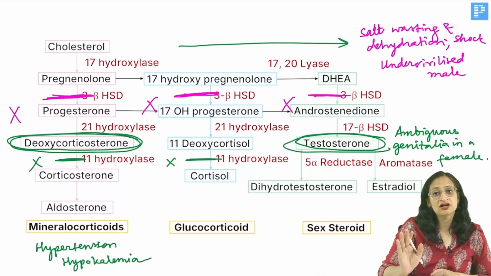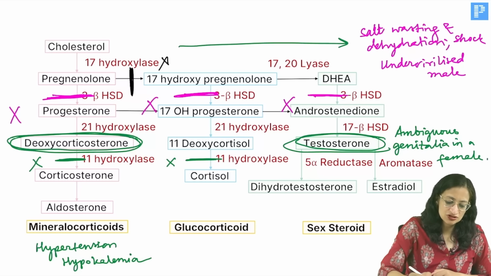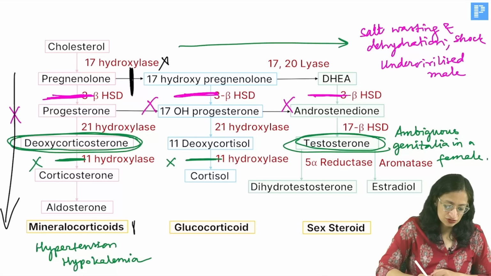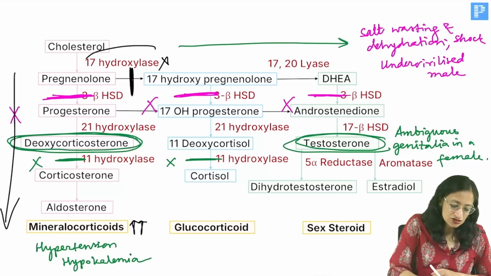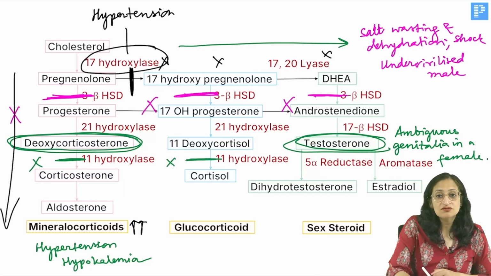The concept is clear, I hope, right? And if you have this 17 hydroxylase deficiency, what will happen? So if this enzyme is deficient, excess of mineralocorticoids will be produced. So there will be hypertension. And because no sex steroids are produced, what will happen? Hypertension and under-virilized male. Clear?